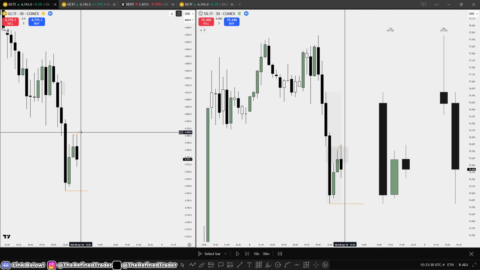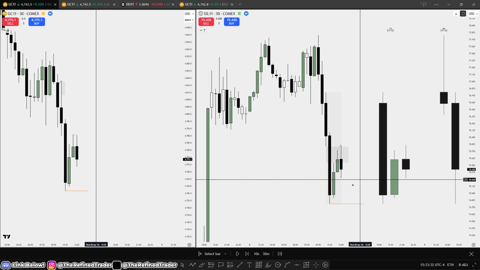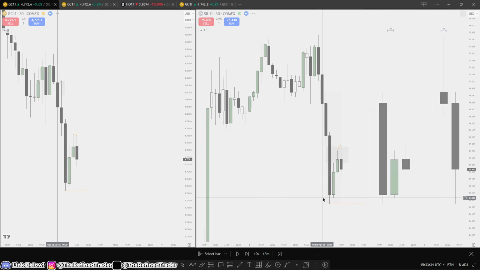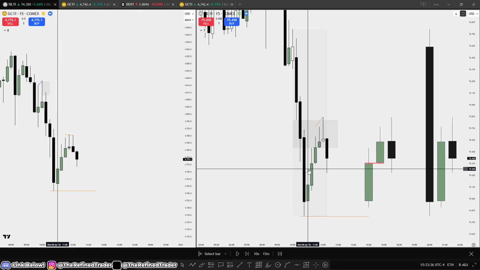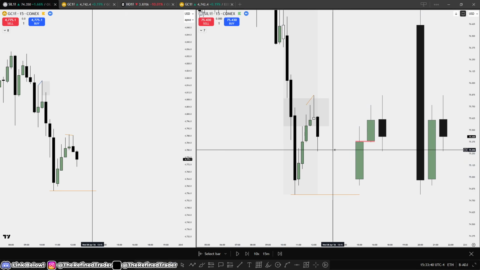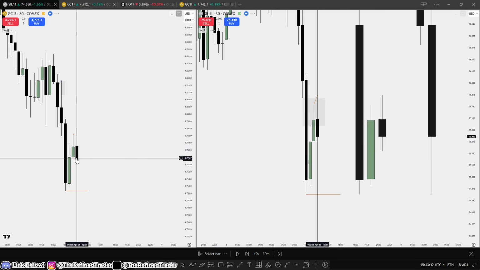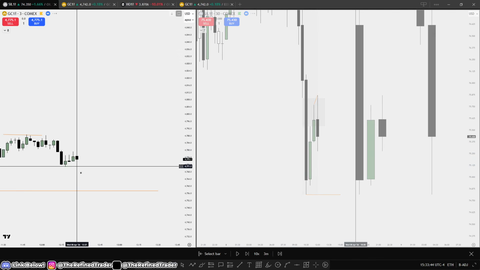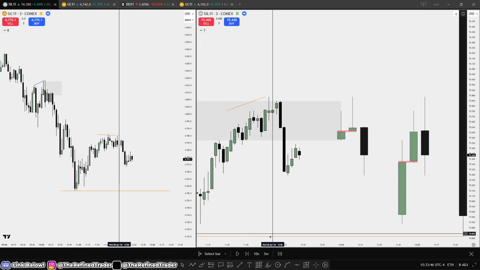But I would probably be a little bit hesitant unless we had that second stage, which we did, and also because we have these gaps here. And I don't like to trade when we have gaps, by the way, on the way to the left. I don't like to trade them. So when would I be willing to trade this one? Is when we're gonna get a second stage here.